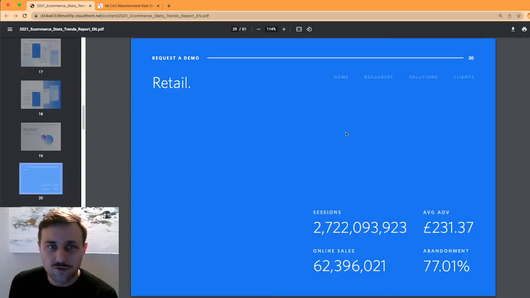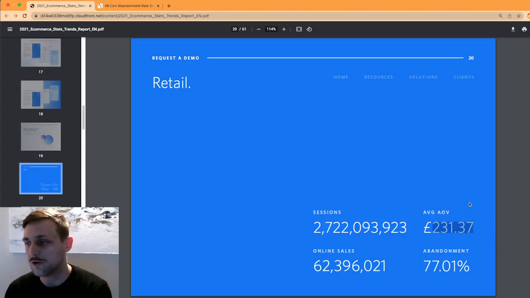So we have more. These are average stats for the retail industry. Yesterday we talked about the average order value. I didn't give any stats. I didn't have really one in mind. And of course, this depends a lot on the industry, and there is a more specific slide down the road. But as an average, it's 231 pounds, British pounds, as the average order value. So that's interesting. And you see here the average abandoned cart figure, 77%.